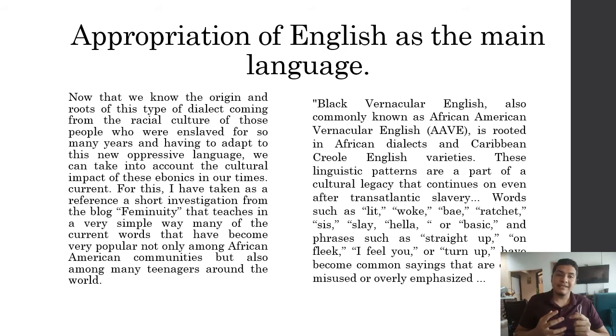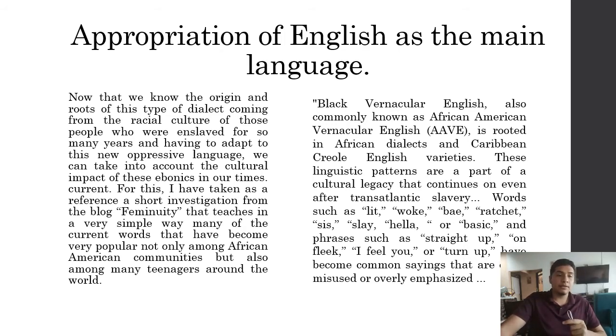They had this necessity to recreate all that they had in their life, in the past life in Africa, and they now have to implement their knowledge in this new country, in this new world. So that's what the appropriation of English is for them.